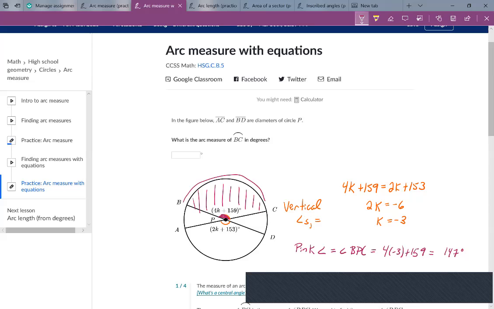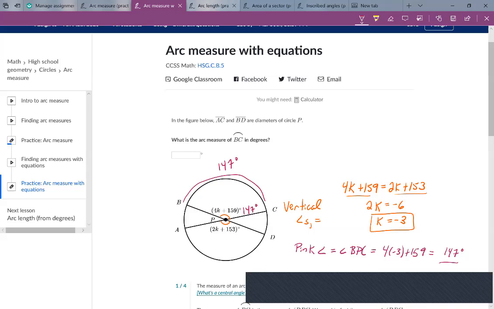So we can just set the two vertical angles equal, which are 4K plus 159 equal to 2K plus 153. If you use your algebra and solve that out, you get K equals -3. And then you plug that back in to find angle BPC, which is 147. And if angle BPC is 147, so I'll erase this, if this angle in here is 147 degrees, then the intercepted arc is also 147.